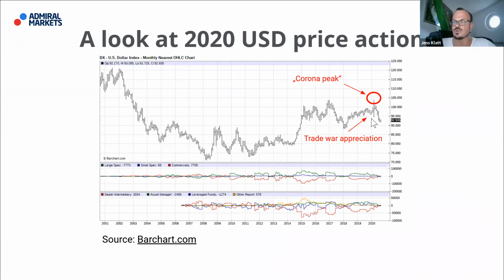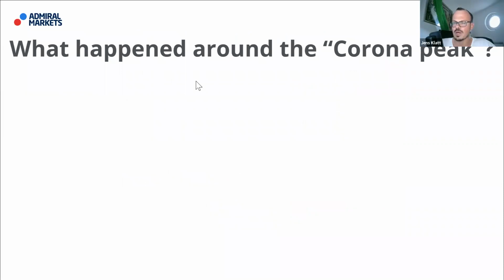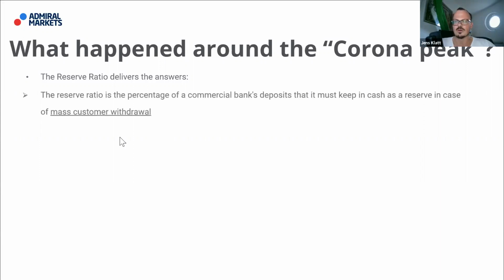What I wanted to explain to you now is what happened around the Corona peak, to get an idea of where this sharp rise in the US dollar in fact came from. And the answer to that is quite a technical one. It's the so-called reserve ratio. This is what delivers the answer and where this demand comes from, and why the Fed especially ballooned its balance sheet and nearly flushed the markets with US dollar, and it should be expected to keep on flushing them with US dollars. So first of all, let me just introduce to you what this reserve ratio is.